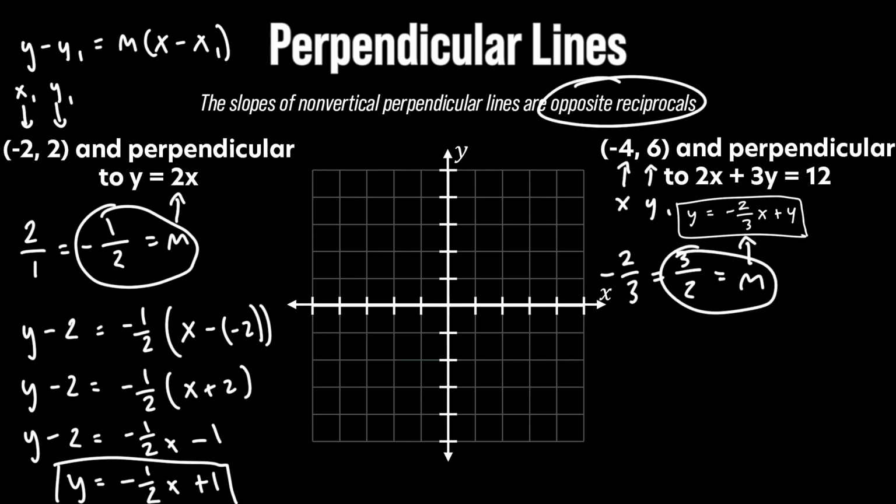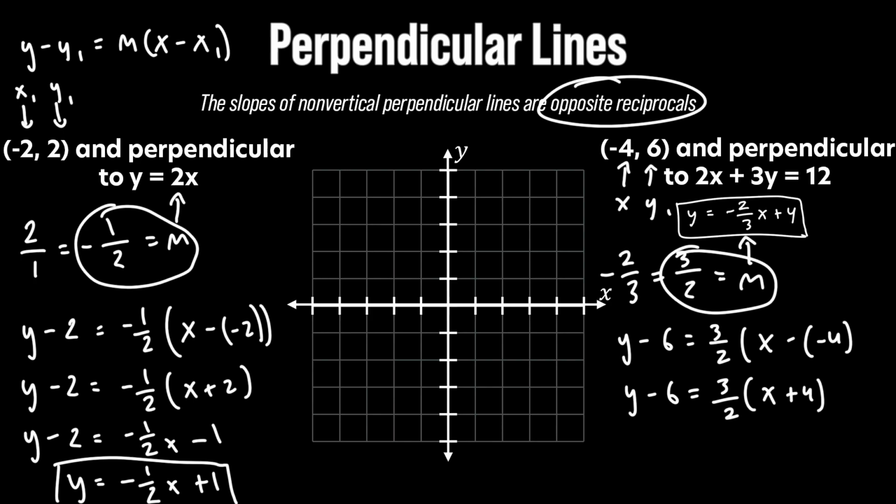Now let's plug in the points into our point slope formula, and we're going to get y minus y1, which is 6, is equal to m, which is 3 over 2, and x minus x1, which is negative 4. So we're going to have y minus 6 is equal to 3 over 2 in parentheses x plus 4. Y minus 6 is equal to 3 over 2x plus 6, which is going to equal y is equal to 3 over 2x. So that's our equation for the line.